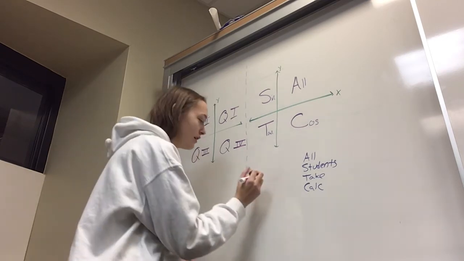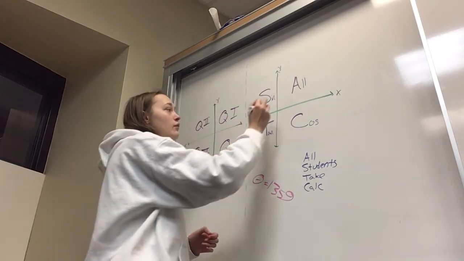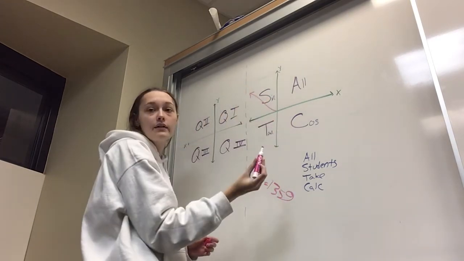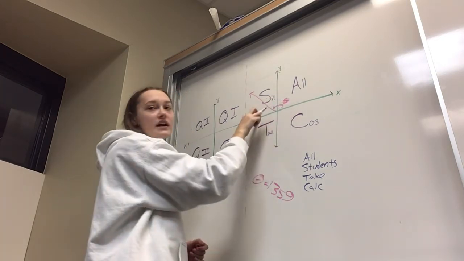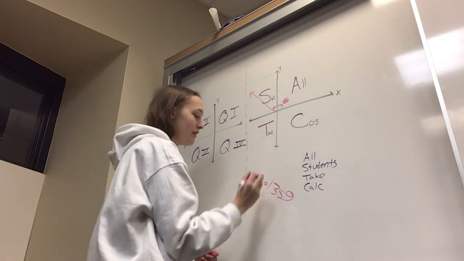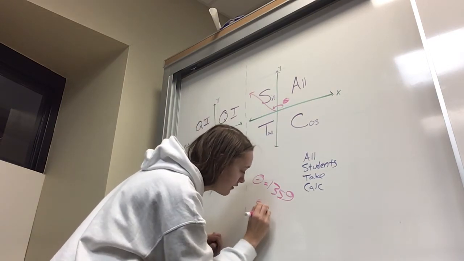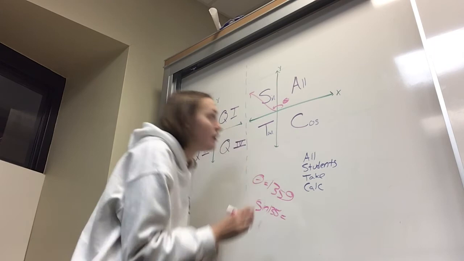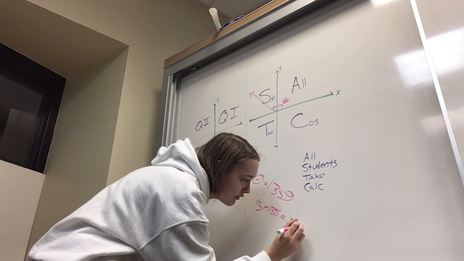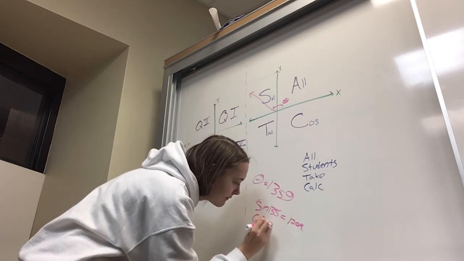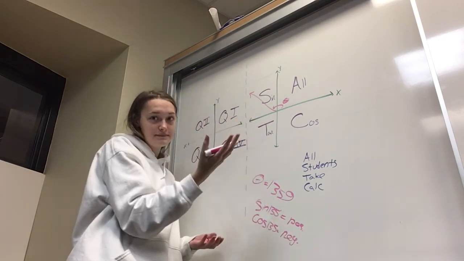So say theta equals 135 degrees. That would be here, and that is in our second quadrant. This is theta. So if we took the sine of that theta, can you see this? Yeah, okay, never mind. Sine of 135 would end up being positive. And if we did the cosine, it would be negative because it's in this quadrant.